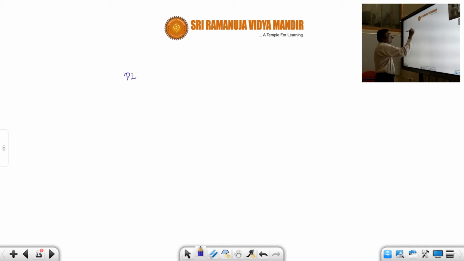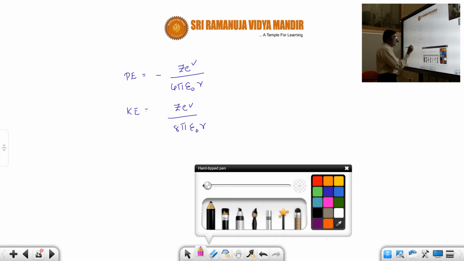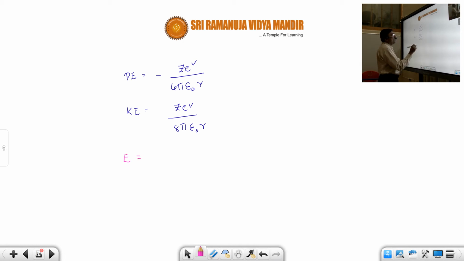So what is potential energy, students? Potential energy is equal to minus ZE square by 4 pi epsilon naught r. Do you agree or not? Now what is kinetic energy, students? Kinetic energy is equal to ZE square by 8 pi epsilon naught r. I hope you understood. Now let us write the total energy. So energy is equal to potential energy plus kinetic energy.